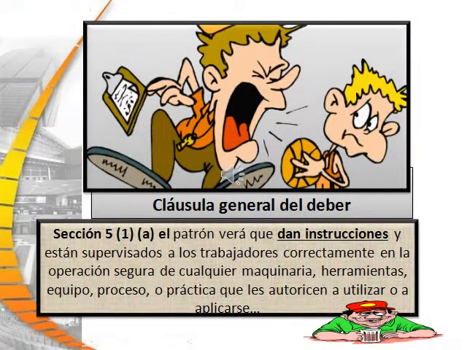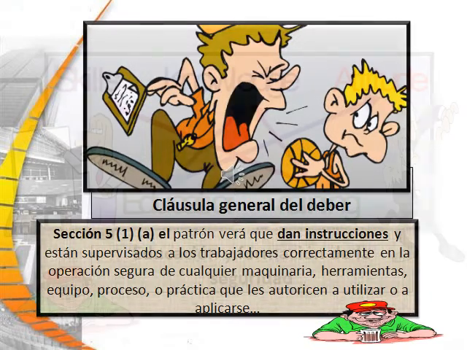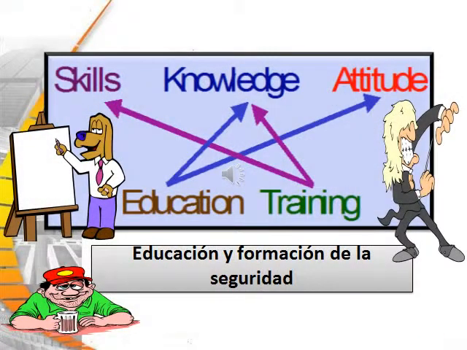The General Duty Clause, Section 5(a)(1), states the employer shall see that workers are properly instructed and supervised in the safe operation of any machinery, tools, equipment, process, or practice which they are authorized to use and apply. Safety education requires skills, knowledge, attitude, and training.